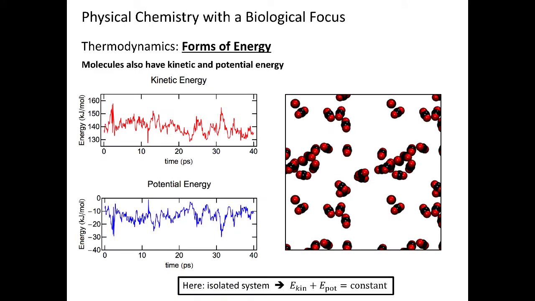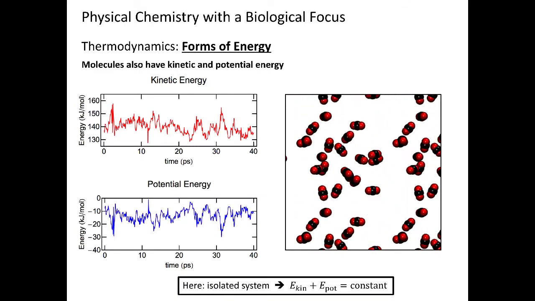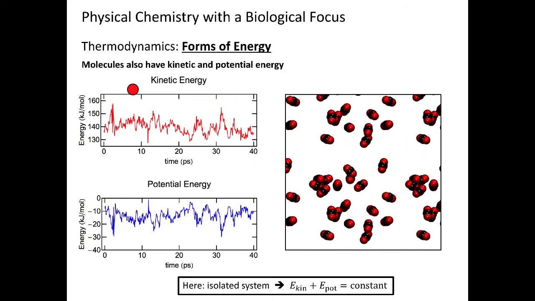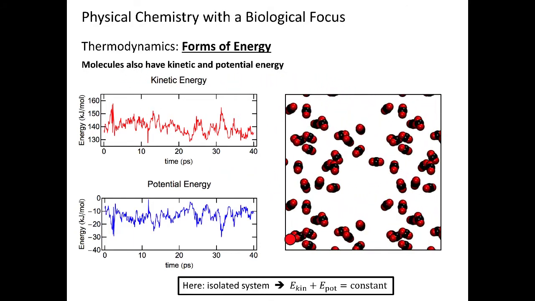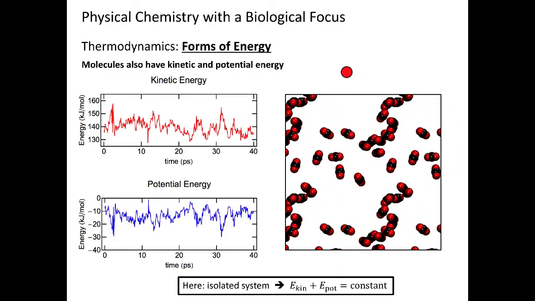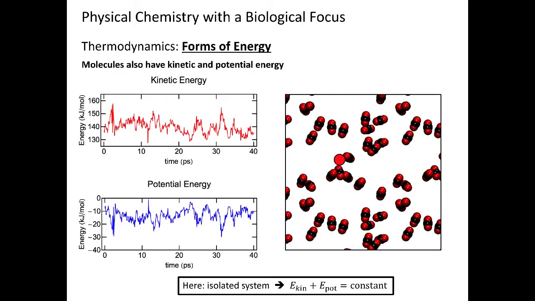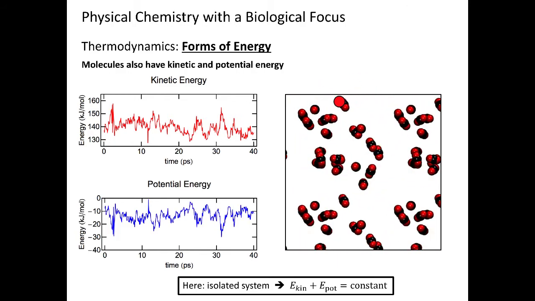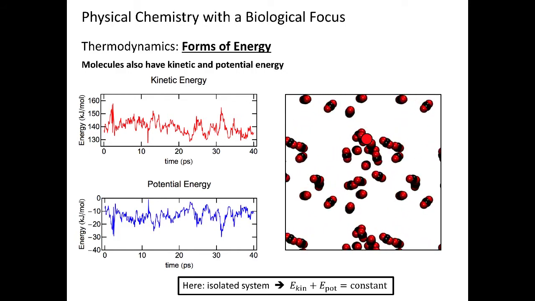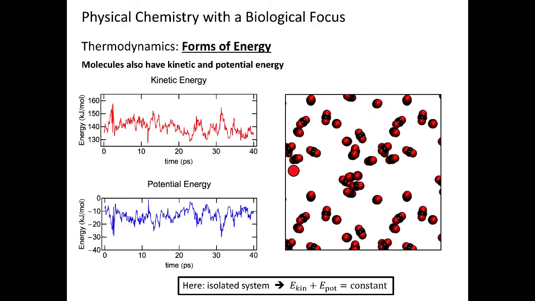These are two relatively simple examples of kinetic and potential energies for macroscopic objects, but of course molecules also have kinetic and potential energy. So what I'm showing you here is a little simulation where we see carbon dioxide molecules. You can see the black carbons and the two red oxygens around them. This looks quite similar to the Atoms in Motion simulation software, but this is actually now a simulation that I did on my computer.